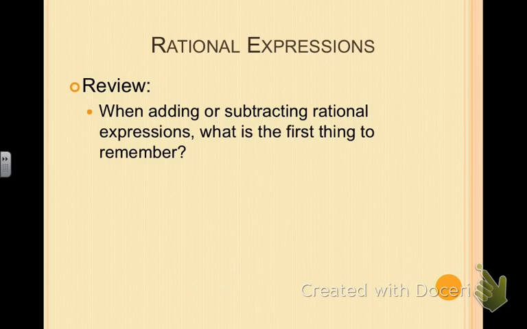In conclusion, remember that when adding and subtracting rational expressions, you must have a common denominator. You can find the least common denominator by finding the least common multiple of the numerical portion and then use each variable to the highest exponent.